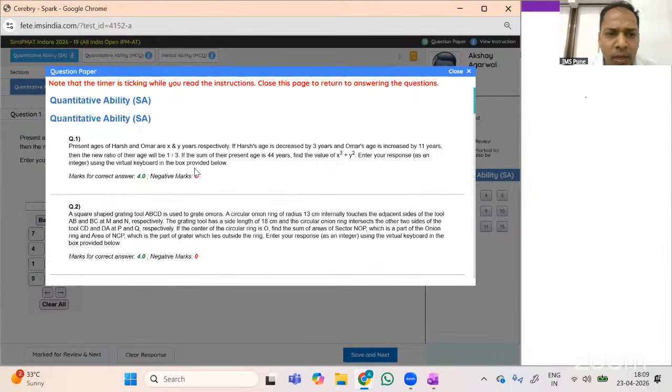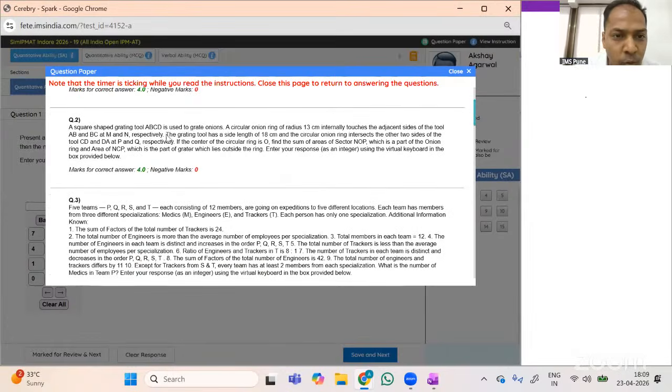Present ages of Harsh and Omar are X and Y years respectively. If Harsh's age is decreased by 3 years and Omar's age is increased by 11 years, then the new ratio of their ages would be 1:3. The sum of their present ages is 44. Find the... Okay, I think this is a very easy type A question. I'll do that.